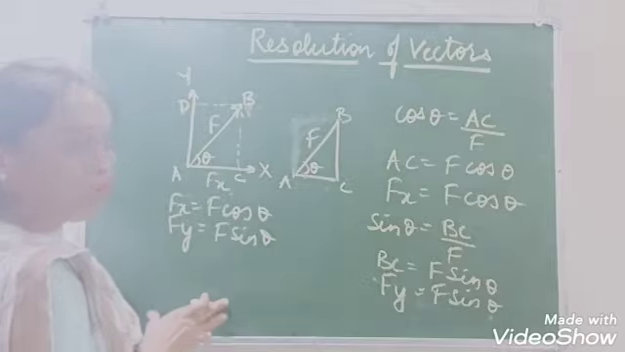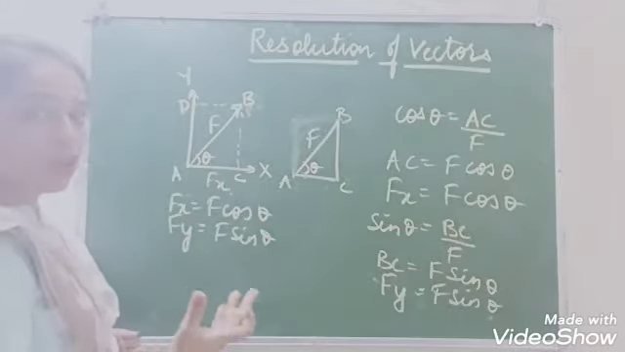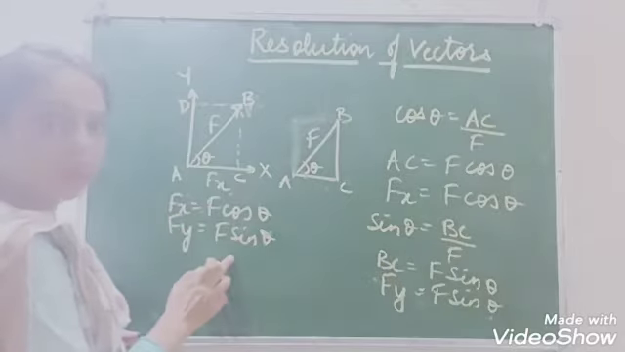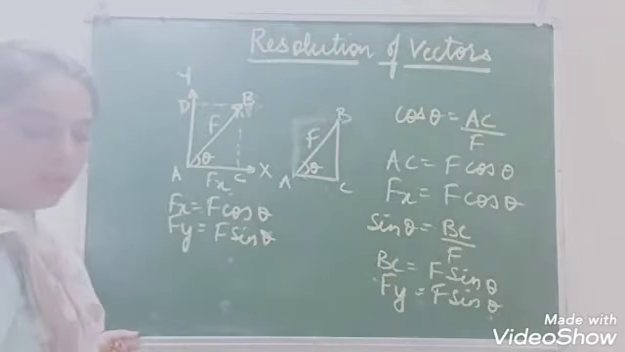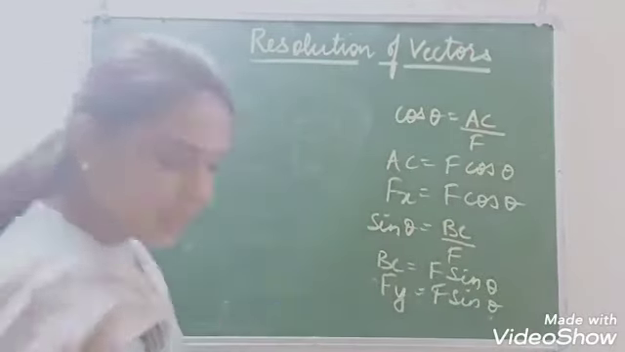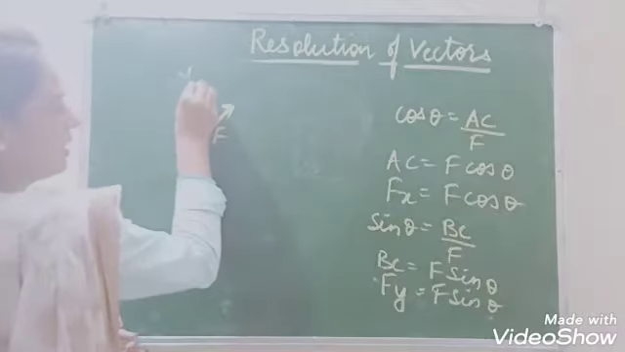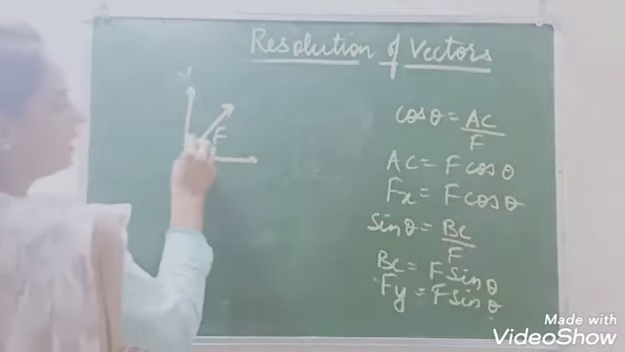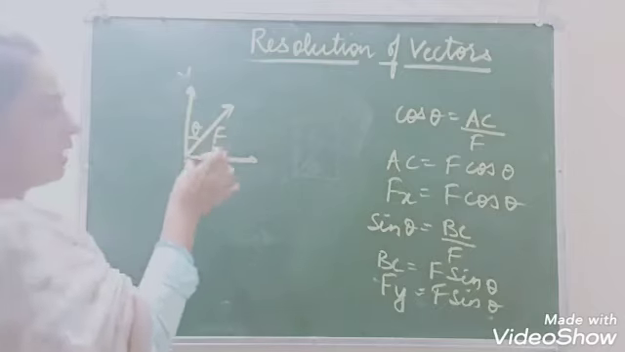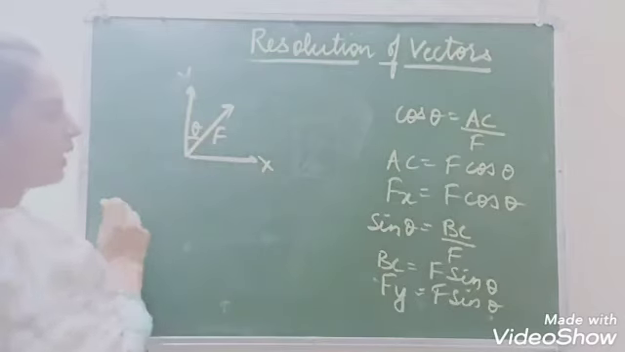Now, it is very important for you to understand that it's not always that Fx will be F cos theta and Fy will be F sin theta. Please try to understand this: if this F is making an angle theta with the y axis, whereas initially angle theta was with the x axis, now angle theta is with the y axis.